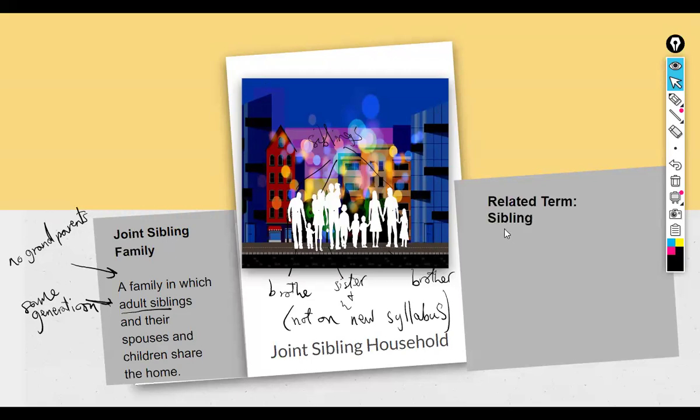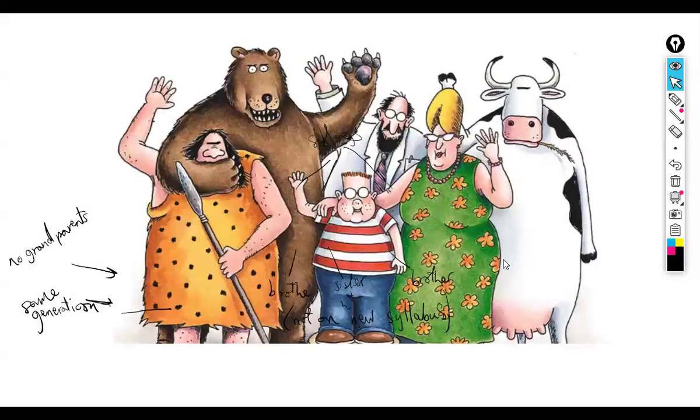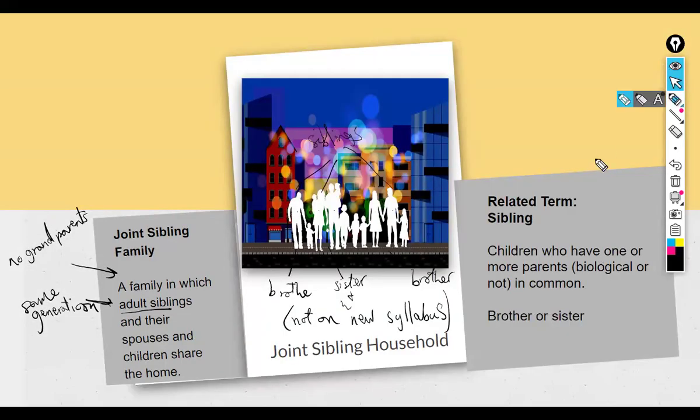All right, some other related terms, sibling. So children, who is your sibling? It's a child who shares your parents. You have one or more parents in common, right? So children who have one or more parents in common, and the parents could be biological or they could be adopted, right?